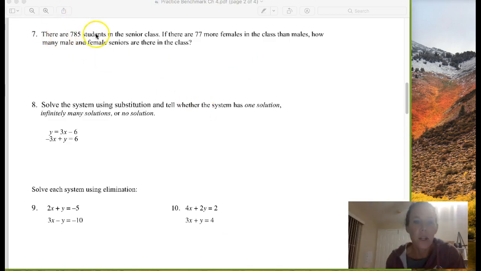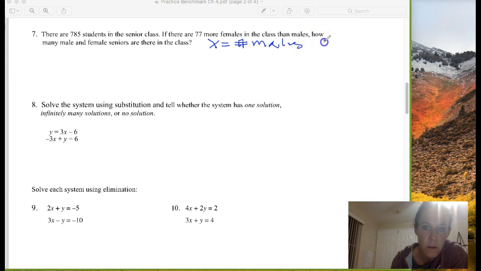All right, there are 785 students in the senior class. That's a big senior class. If there are 77 more females in the class than males, how many males and how many females are in the senior class? So that's a big class, and there's 77 more females. So when you do these, always start by defining a variable. So we can do M and F if you want. M for males, F for females, or just do the X's and Y's. Let X equal the number of males, and then let Y equal number of females.